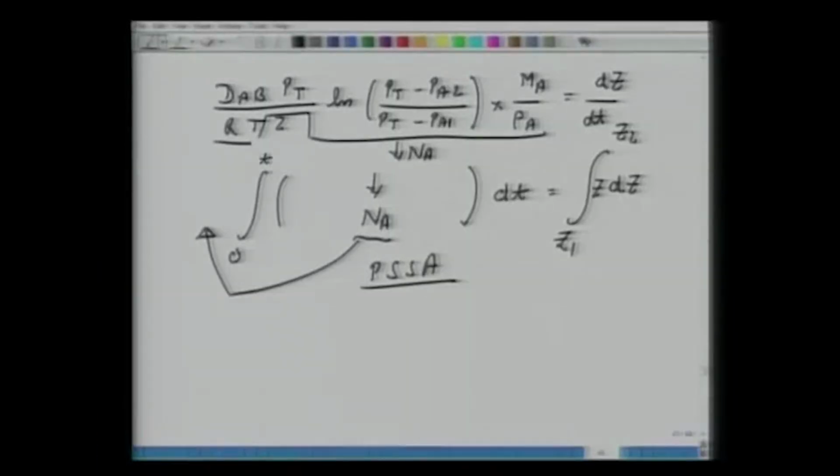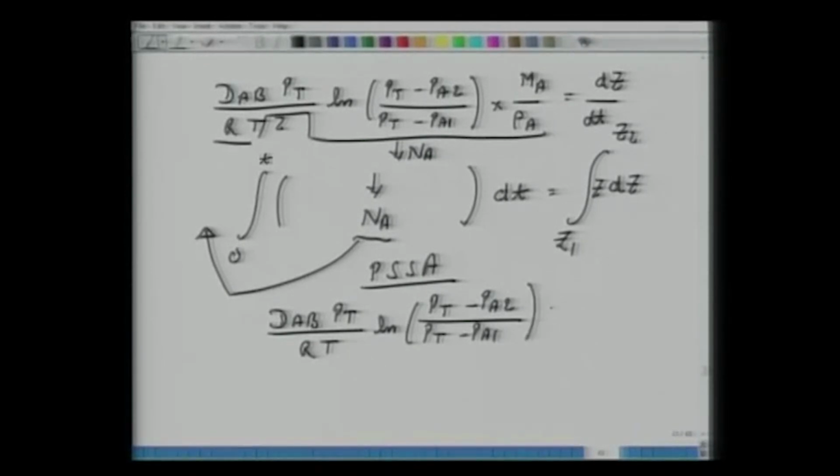Here, by making this quasi steady state, or pseudo steady state, approximation, the diffusion flux Na is a constant over this time del T, because the level changes over a very long time. We can take out this Na as if it's a constant. So we have DAB PT over RT, ln of PT minus PA2 over PT minus PA1, into Ma over rho A, integrated over T, and then we have Z2 square minus Z1 square over 2.